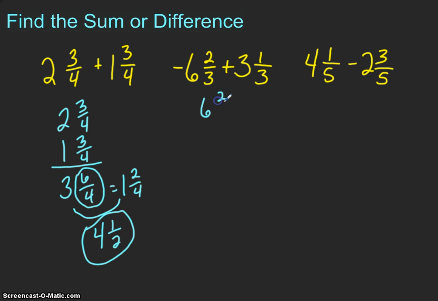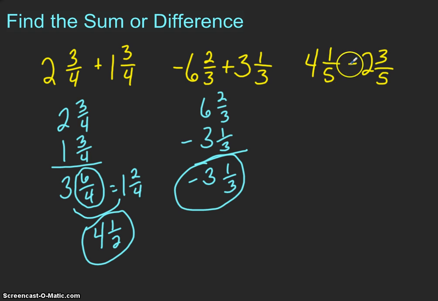But I'm just subtracting the smaller from the larger, okay? And here we're good. 6 minus 3 is 3. 2 minus 1 is 1/3. This is my answer, except for the fact I know it's negative, okay? And that answer is it. Don't have to reduce, do anything.